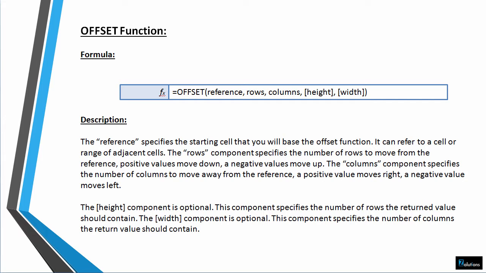The rows component specifies the number of rows to move from the reference. Positive values move down, a negative value moves up. The columns component specifies the number of columns to move away from the reference point. A positive value moves right, and a negative value moves left. The height component is optional. This component specifies the number of rows the returned value should contain. The width component is also optional, and this component specifies the number of columns the returned value should contain.